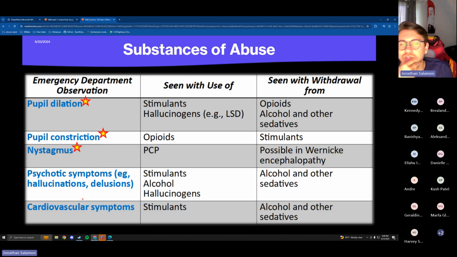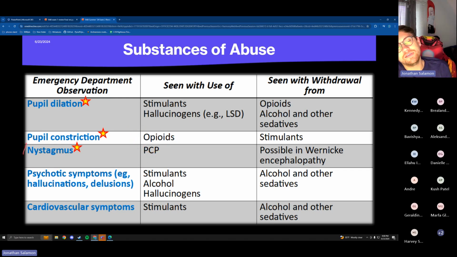For substance abuse, these are the super important ones. The rest you can just figure out by knowing the street value of drugs, or the pop culture effect of drugs. Please know pupil dilation means it's a stimulant or a hallucinogen. Pupil constriction means it's an opioid. If there's a nystagmus, it's PCP.